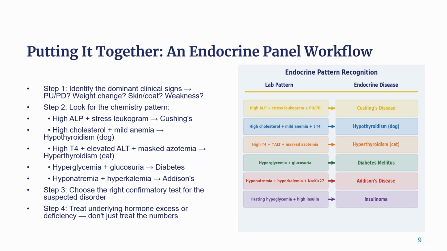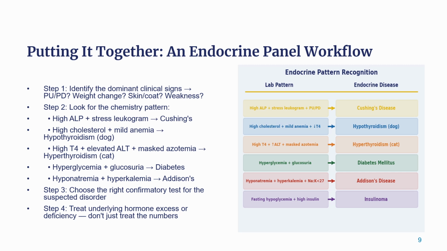The pattern recognition approach is your best friend with endocrine disease. The chemistry panel often tells you exactly which endocrine disease to consider before you even run a specific hormone test. A dog with a sky-high ALP, stress leukogram, hyperglycemia, dilute urine, and PUPD? That's Cushing's until proven otherwise.